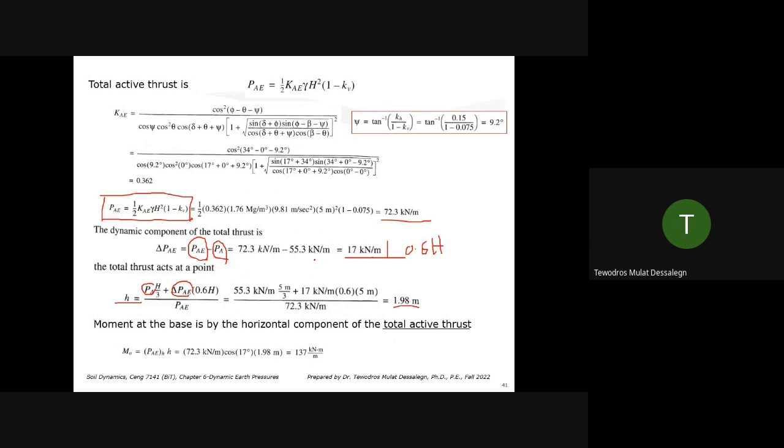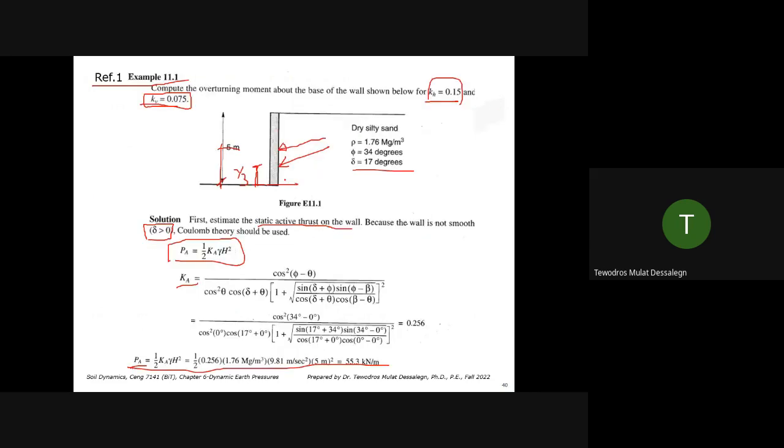Moment at the base is by the horizontal component of the total active thrust. Because for design, you need to find the base force. You need to find the moments, right? Because if this is a cantilever, it's going to bend. Where is the maximum moment happening? In this case, around here is the maximum moment, right?